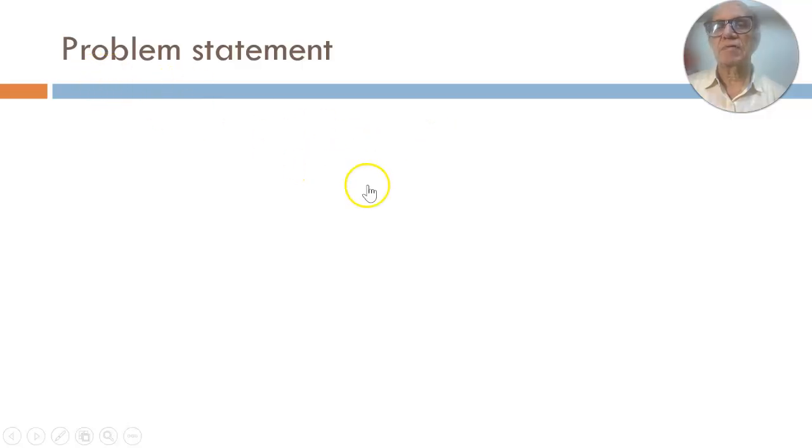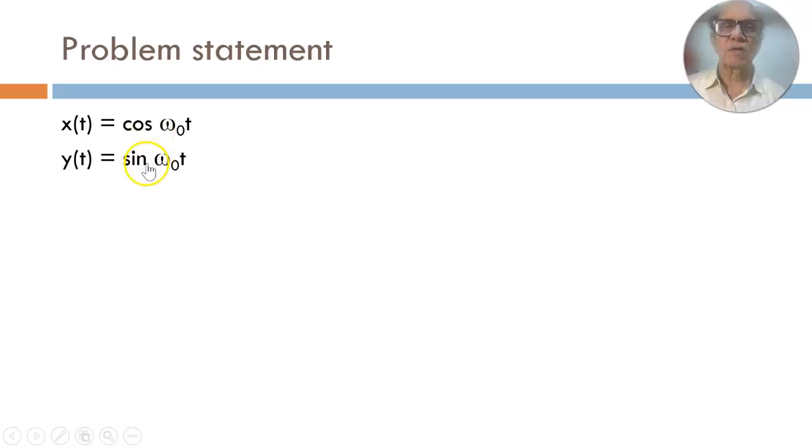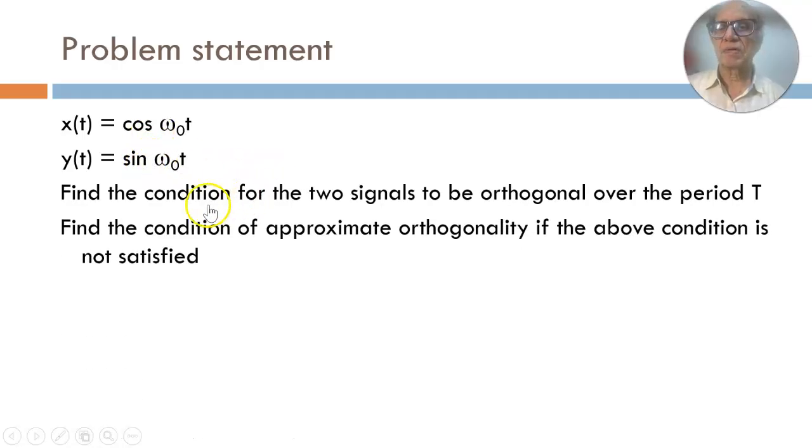Let us state the problem first. Let's say we are given the cosine function x(t) = cos(ω₀t), and y(t) = sin(ω₀t), and we want to find the condition that these two signals are orthogonal to one another. So, find the condition for the two signals to be orthogonal over the time period T. Then find the condition of approximate orthogonality if the above condition is not satisfied.